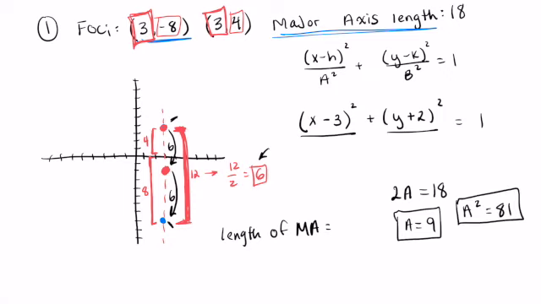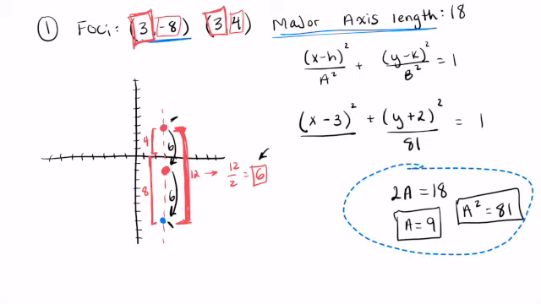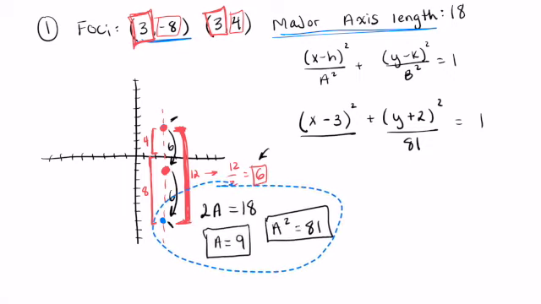Now I need to figure out, where does 81 go? Well, is this ellipse vertical or is it horizontal? Since my major axis is running vertically, that means that this ellipse is vertical. Therefore, 81, my greater denominator, will be underneath the y value. So that's pretty simple. I hope that you feel comfortable with that, but we're not quite done yet.